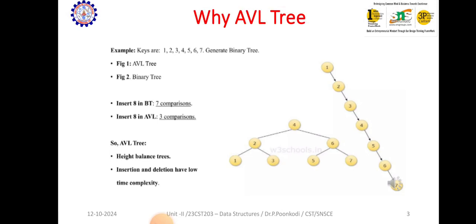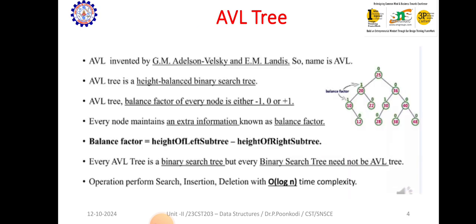Searching, insertion and deletion will all create complex problems. So to avoid all those complications, the AVL tree was constructed. The AVL tree was actually invented by Adelson-Velsky and Landis. Three persons joined together and invented this tree.